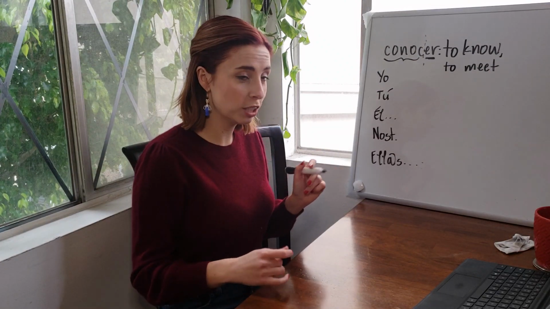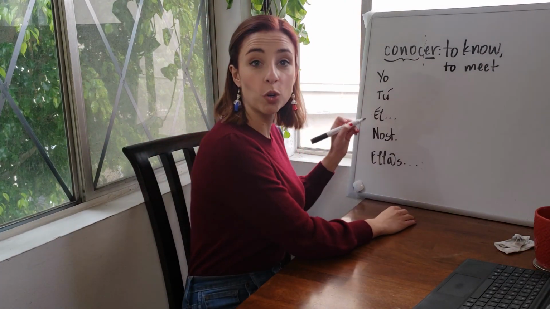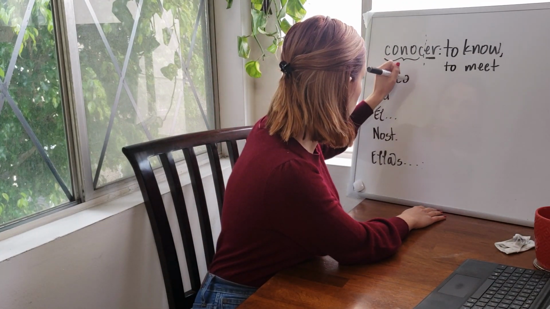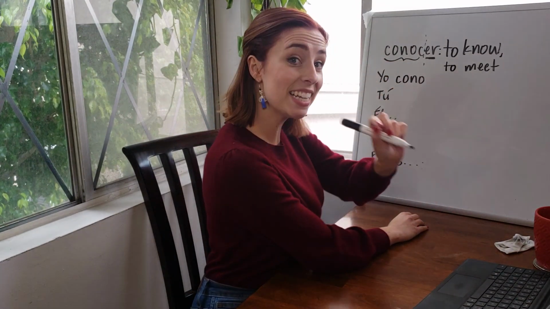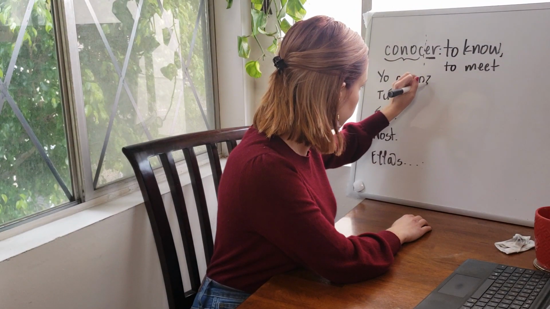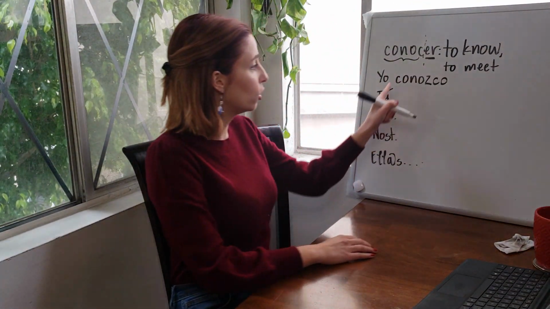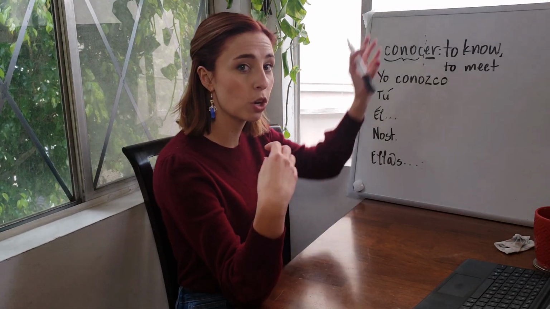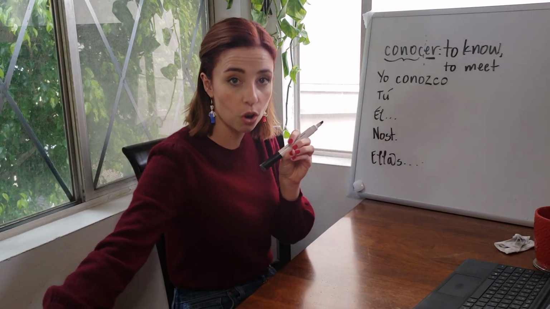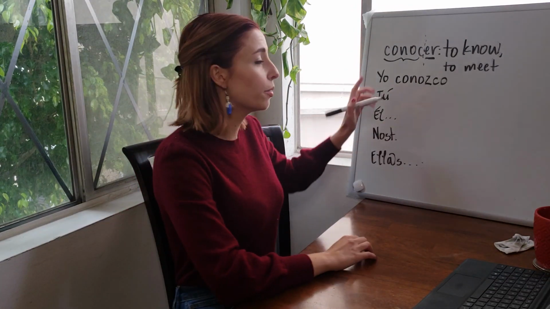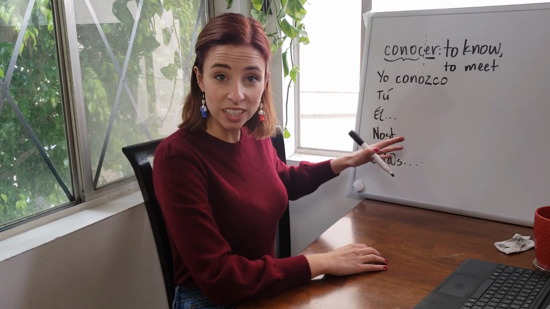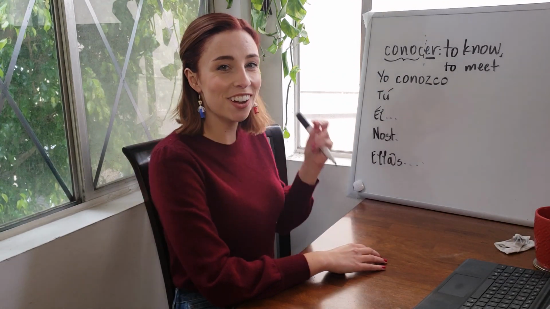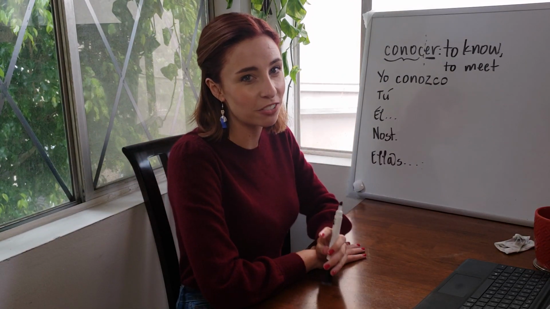So watch and learn. The yo form of conocer is conozco, spelled C-O-N-O-Z-C-O. Yo conozco. And you can hear that that gets preserved from the conocer to the conozco. The rest is going to follow a regular ER pattern, so do it with me. Try to beat me. You should already know your regular ERs for present tense.